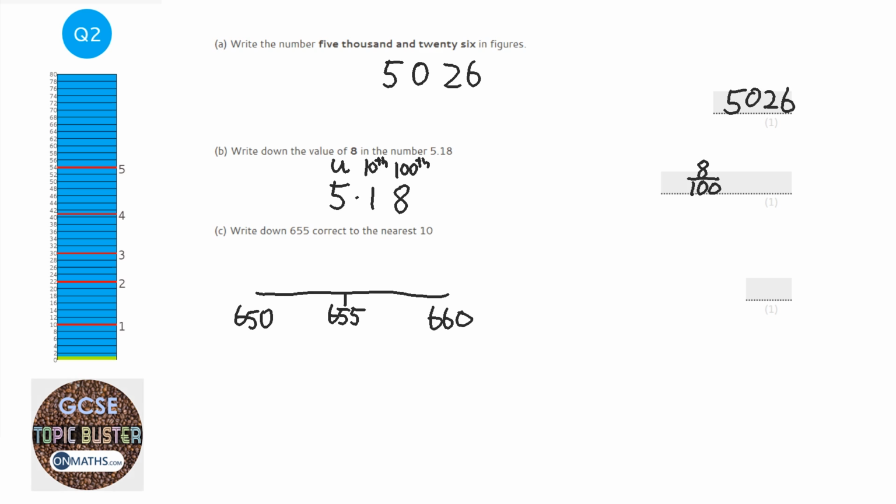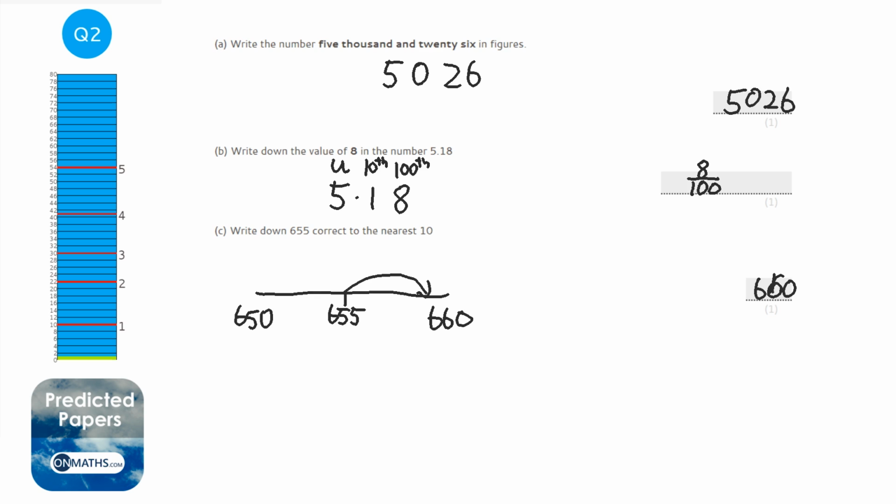This 655 is bang on halfway, and if they are halfway, they round upwards. So the answer is 660. If it was any less, if it was 654, it would round down. So if the last number, if that number there is 5 or more, it will round up.